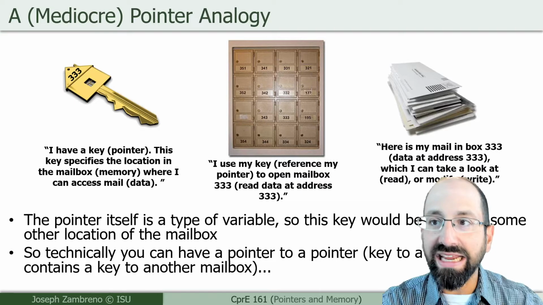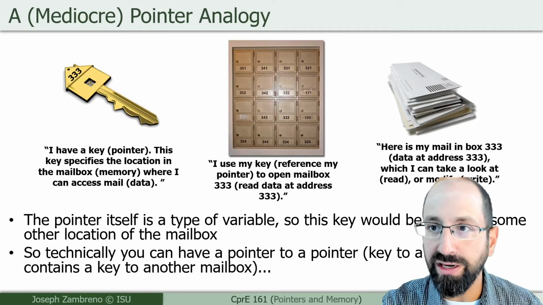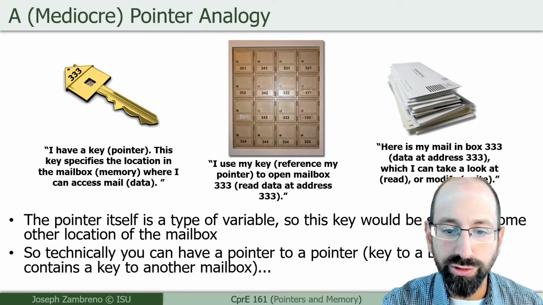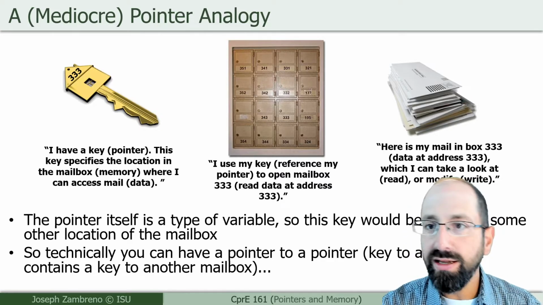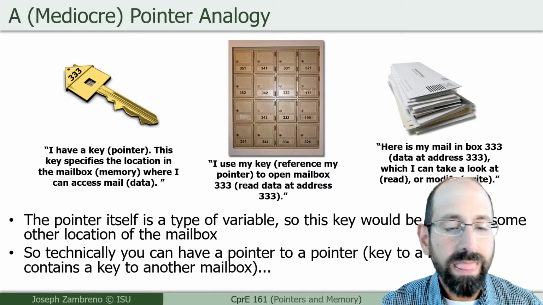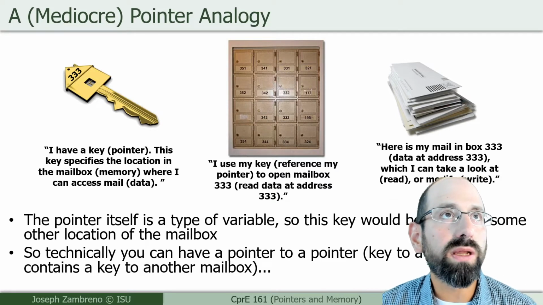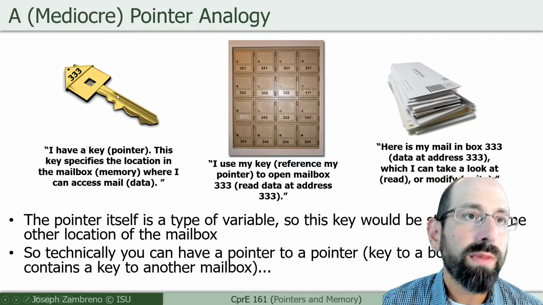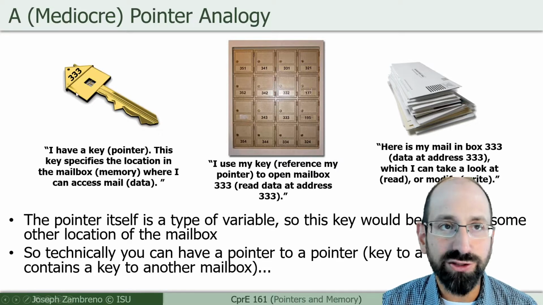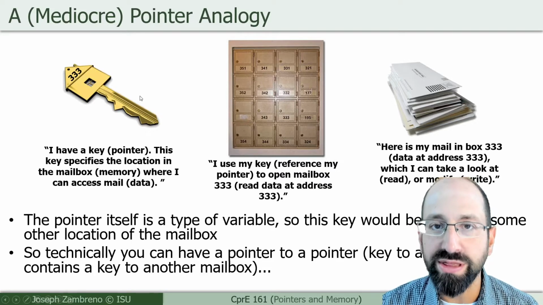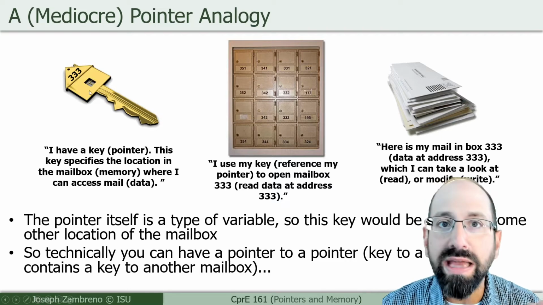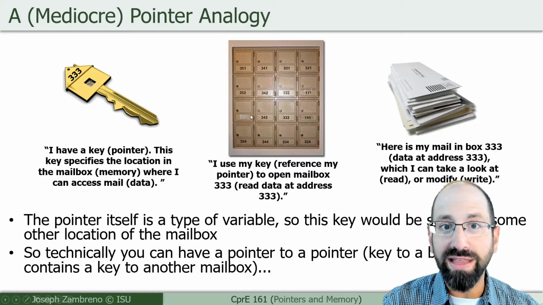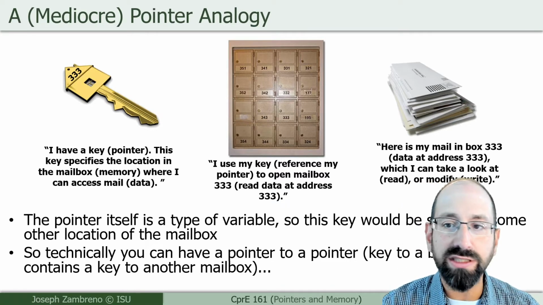And then finally, you get your data. You get your mail inbox 333. That is the data at address 333, which then using that key or using the pointer, you could read or you could modify, you could write. This analogy only goes so far because the pointer itself is also a variable. This key is itself stored in some other mailbox, if we're going with this mailbox analogy here, but it's a special type of variable that's really meant to open other mailboxes. So it's a variable that's intended to reference locations in memory.